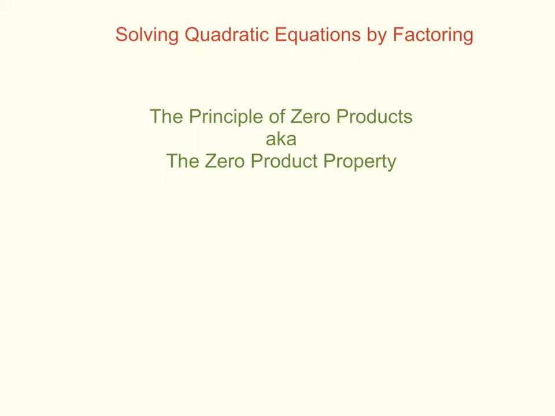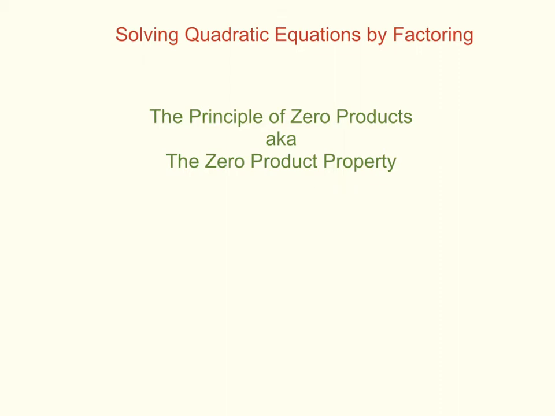One of the options you have when solving quadratic equations is to solve them by factoring. This is a nice, easy way to do it, so long as you understand how to factor, and it's also a very quick way of solving quadratics. In order to do that, you have to understand a fairly simple principle, and that principle is called the principle of zero products, and it's also referred to as the zero product property.